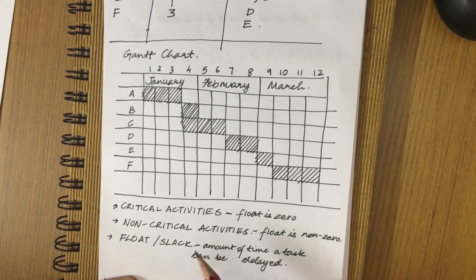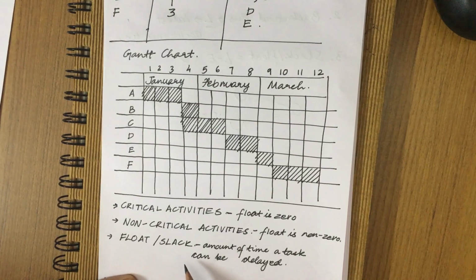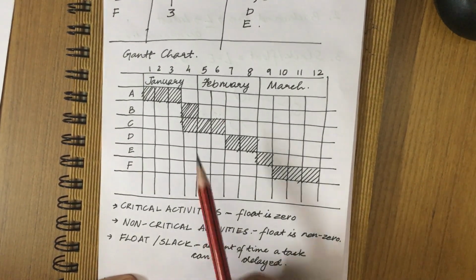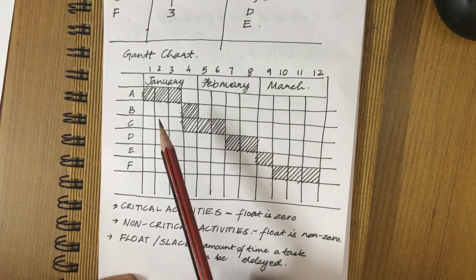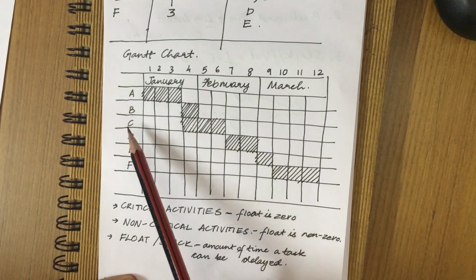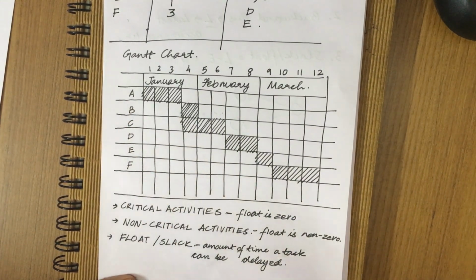So now we'll understand what float or slack is. It is the amount of time a task can be delayed. So the float for activity B is 2 weeks, while float for activity A, C, D, E and F is 0.